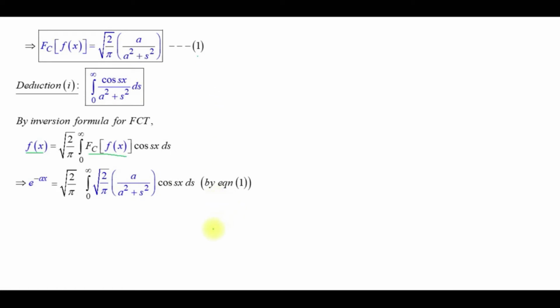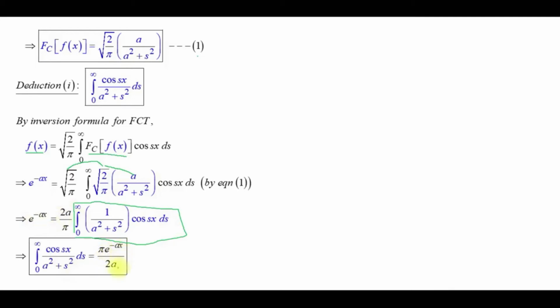So by equation 1, this implies e power minus ax equals square root of 2 by pi into square root of 2 by pi, which is 2 by pi. So a is also a constant, so take it outside. So 2a by pi, 0 to infinity, 1 divided by a square plus s square into cos sx into ds. So actually we need this term, 0 to infinity cos sx divided by a square plus s square into ds. So bring this term to the left hand side, we get pi e power minus ax divided by 2a. So the answer is pi e power minus ax divided by 2a.